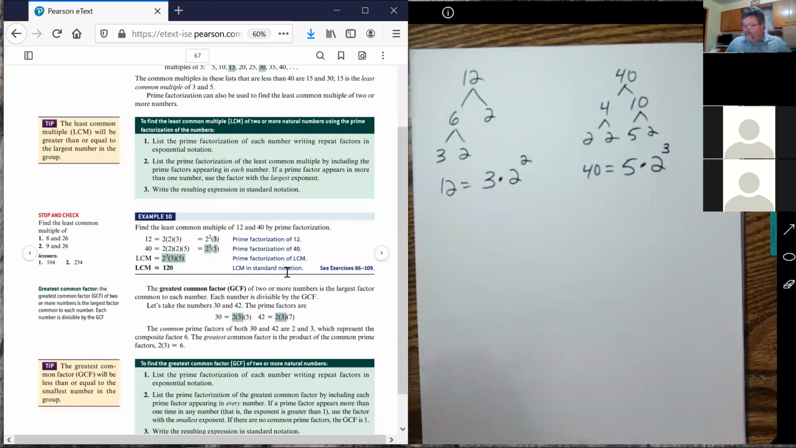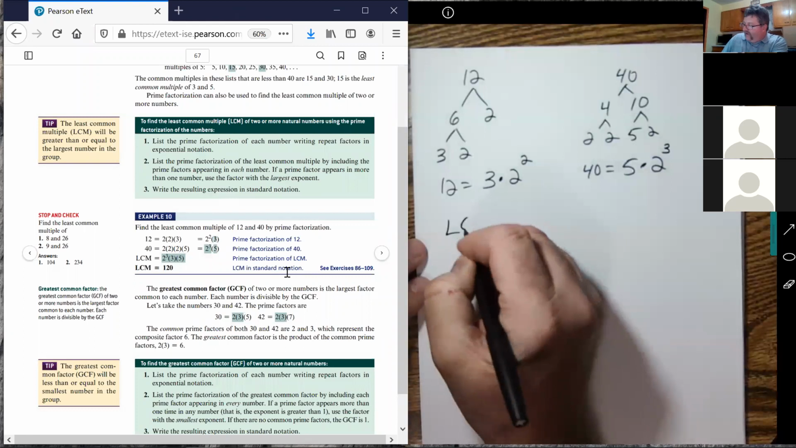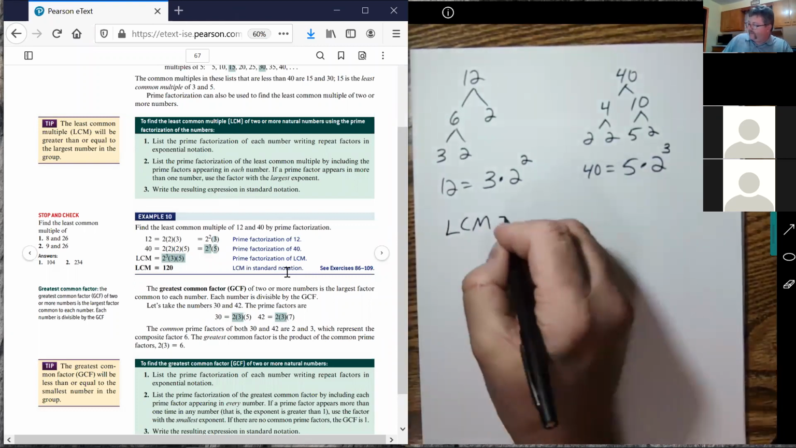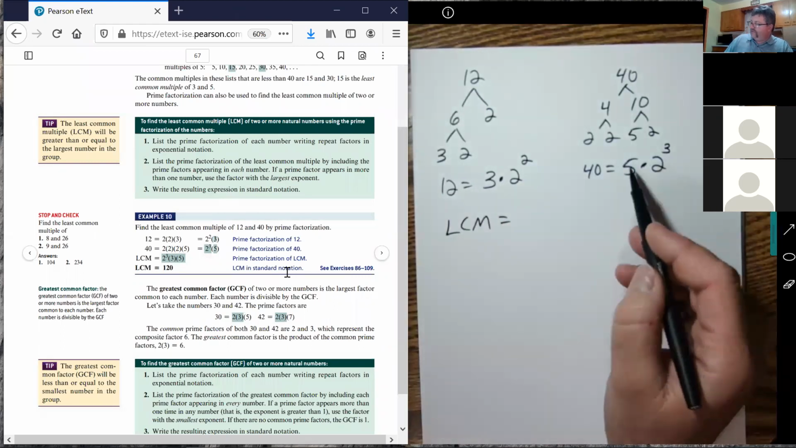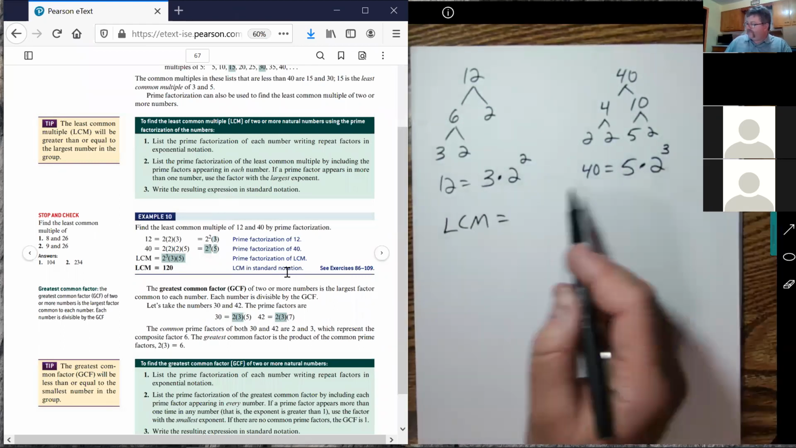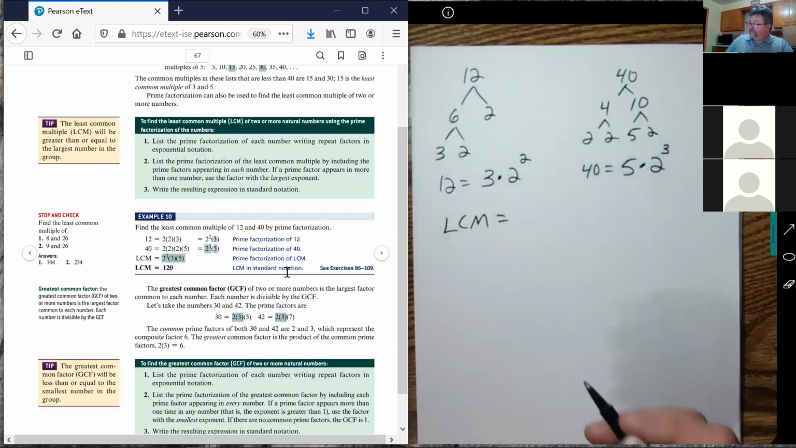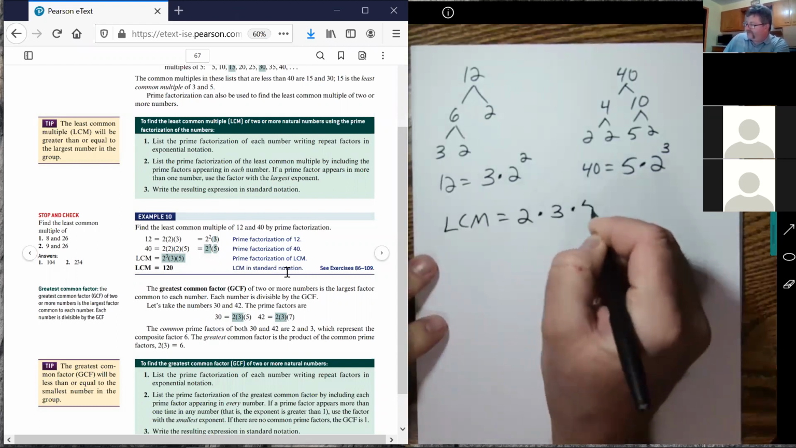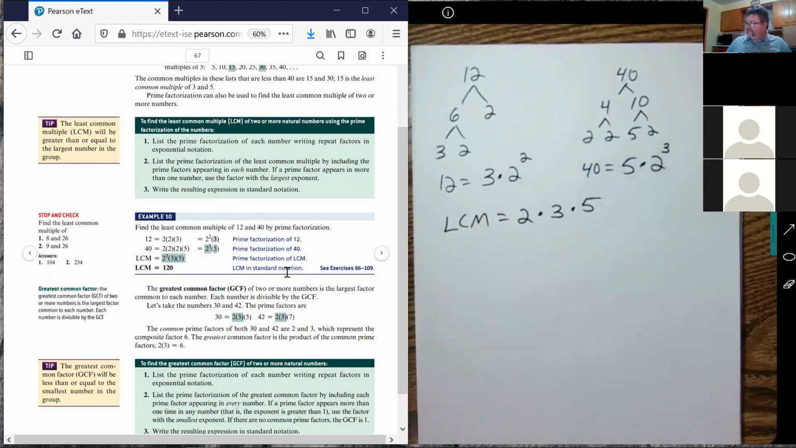My least common multiple says, okay, I got all these prime factors. Now everybody's going to be represented in the least common multiple. What does that mean? Well, I've got 2s, 3s, and 5s, right? So my answer is going to have 2s, 3s, and 5s. 2 times 3 times 5. It's at least going to be that.